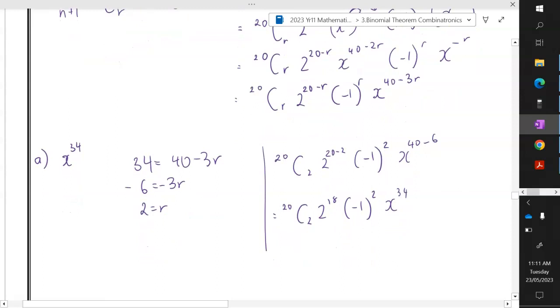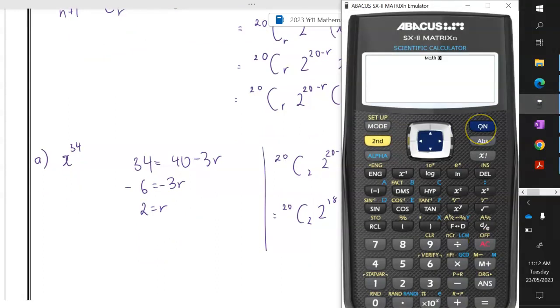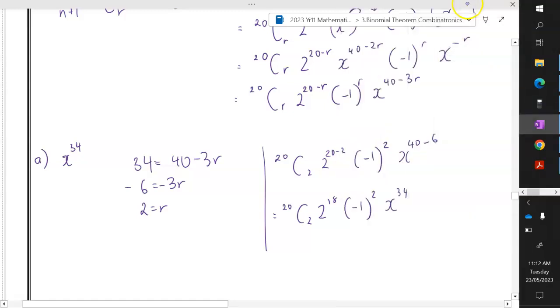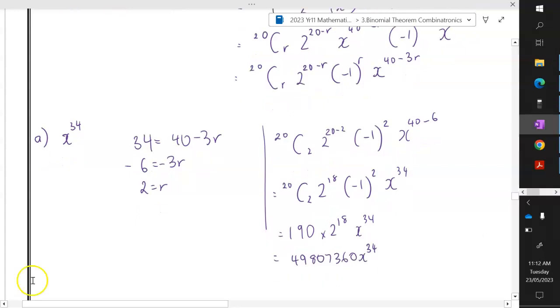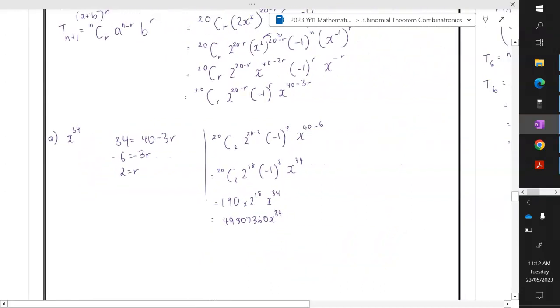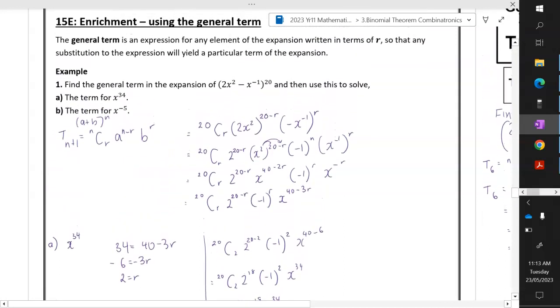So let's pop that in our calculator. What's 20c2? 20c2 is going to give us 190. So it's going to be 190 times 2 to the 18, minus 1 squared is going to be 1, x to the 34. And let's pop that in our calculator again. There's an enormous number of 49,807,360, x to the power of 34. So I guess a nice tip in these questions is you're going to get some strange looking coefficients. Just double check your working, but know that maybe you're correct with those ones.